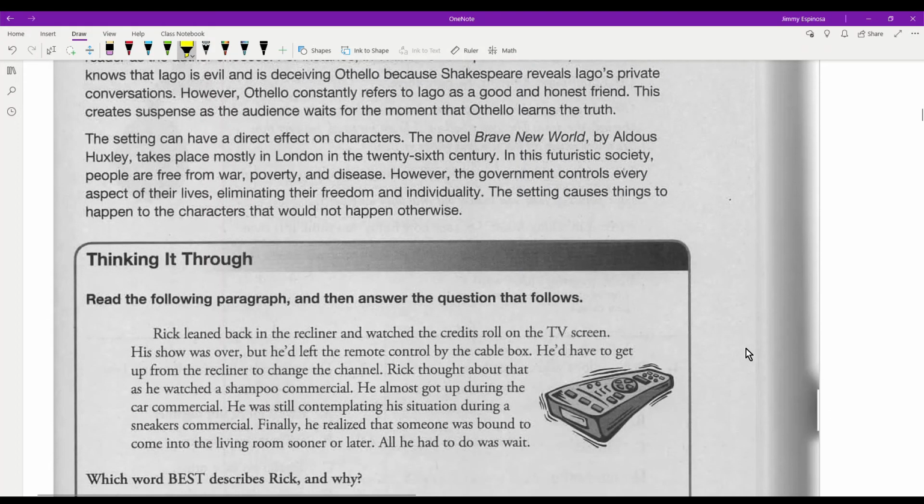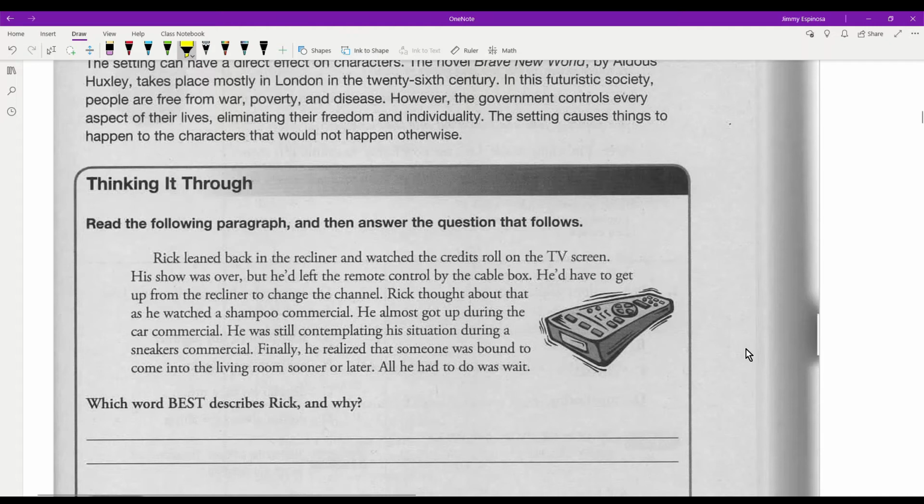Now let's take a look at this thinking it through. It says read the following paragraph and then answer the question that follows. It says Rick leaned back in the recliner and watched the credits roll on the TV screen. His show was over, but he'd left the remote control by the cable box. Oh man, that sucks. He'd have to get up from the recliner to change the channel. Rick thought about that as he watched the shampoo commercial.